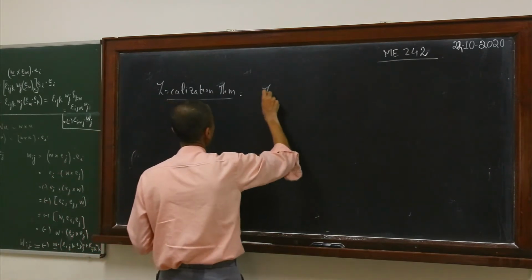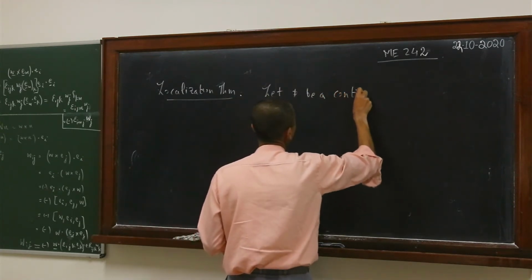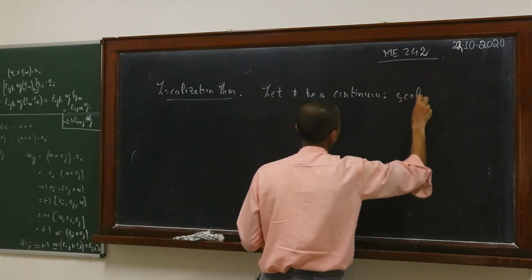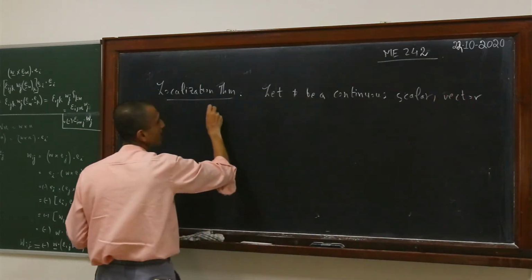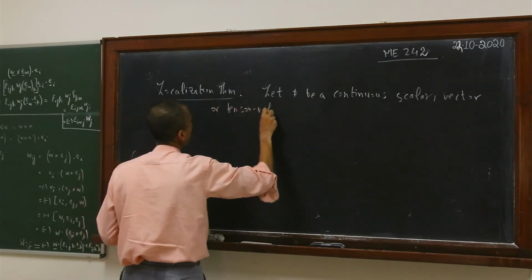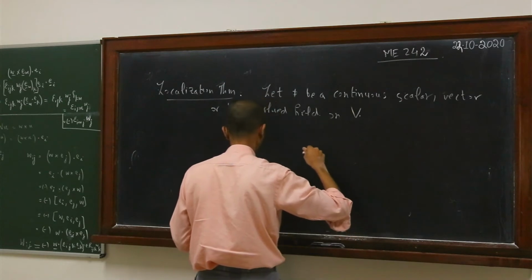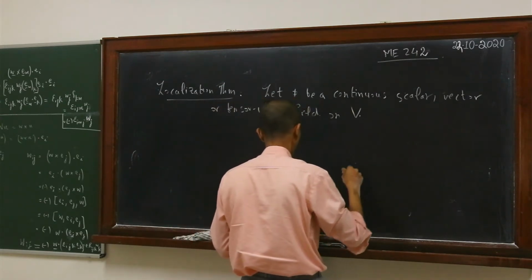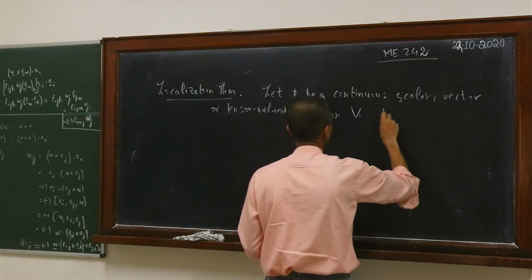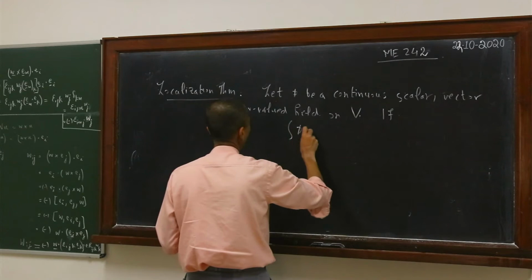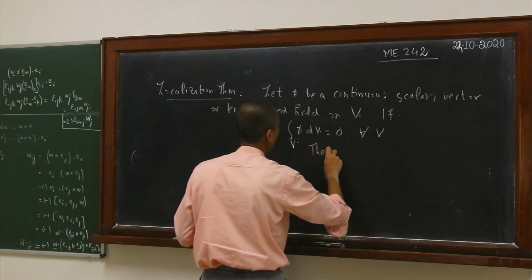So let P be a continuous scalar, vector, or tensor valued field on a domain B, and then take the integral of P dV over V equal to 0 for all V, then P is equal to 0.